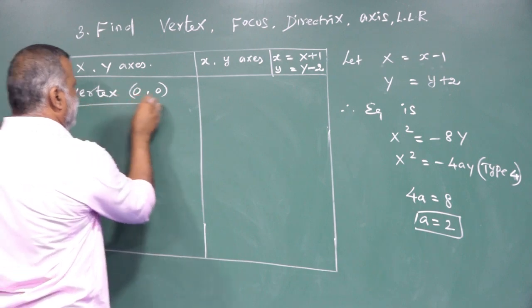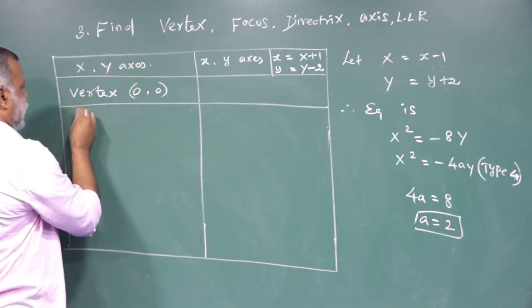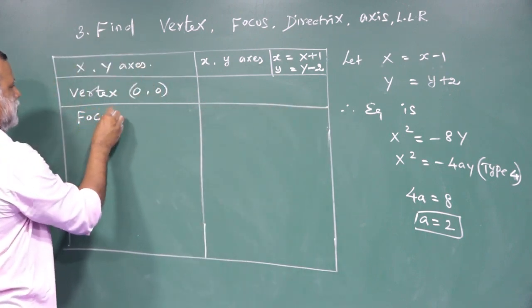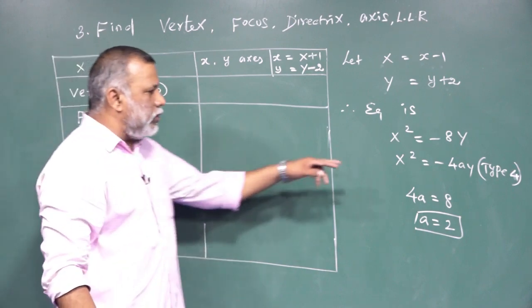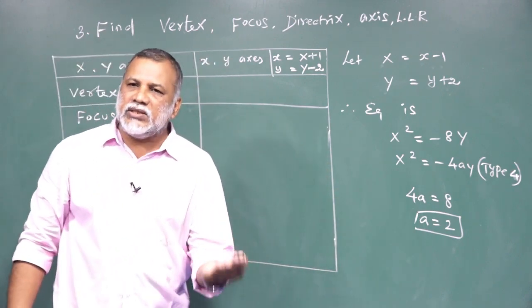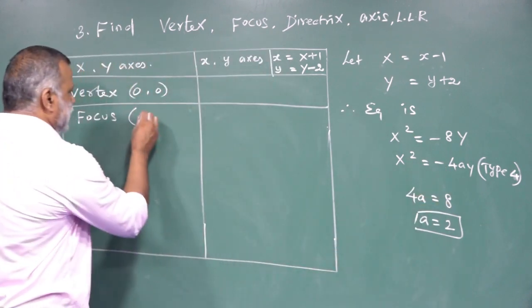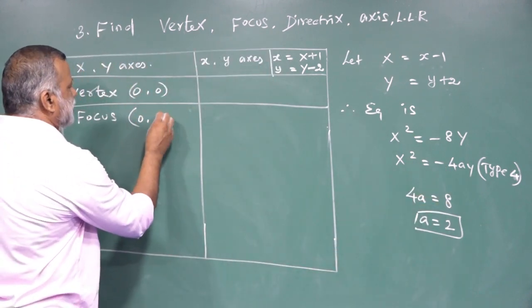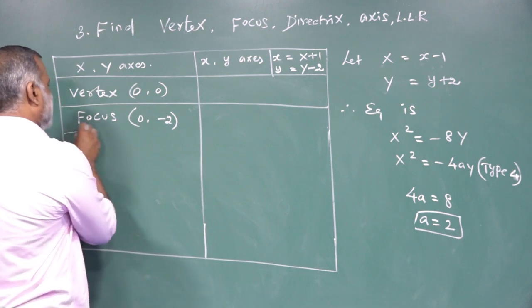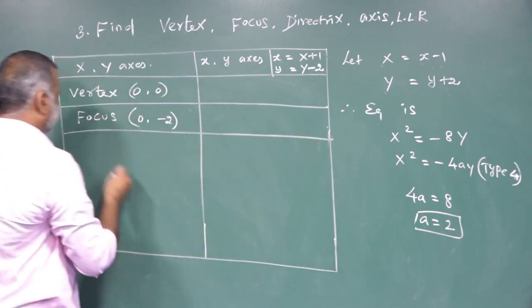0, 0 only. Now the second one is focus. For type number 4, focus is 0, minus a. So 0, minus a means 0 minus a; already you have worked out a as 2, then minus 2. Then axis.